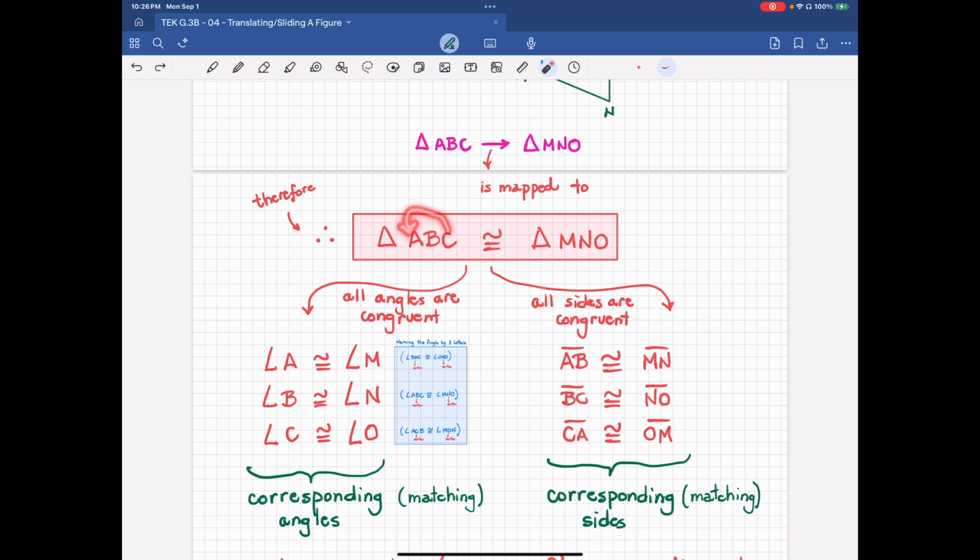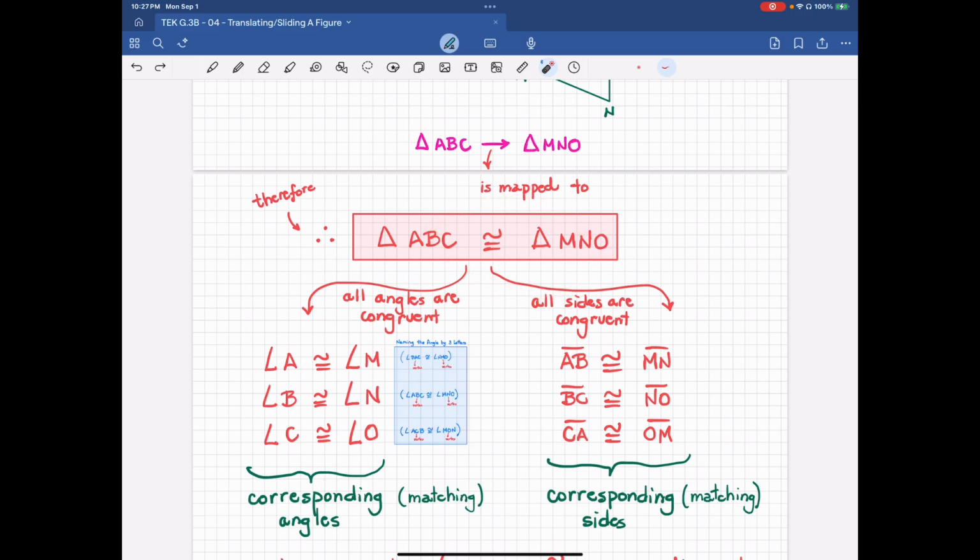CA matches up with OM. So that sense of correspondence, where you see this first letter here, these two letters have to go together. So when you're looking down here, notice A is in first position, so M is in first position. A is second here, M is second here. So the A and the M match. The B and the N match. The C and the O match.